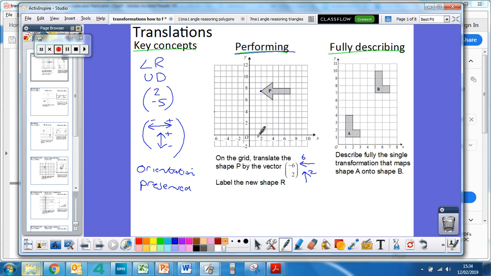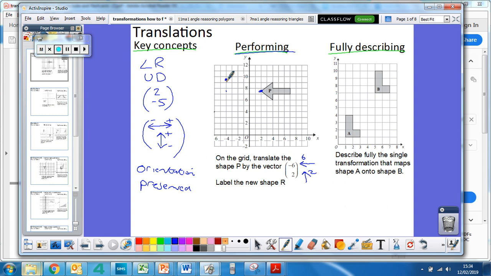I'll check the scale. 1 square is 1. So 1, 2, 3, 4, 5, 6 to the left takes it there. And then 2 places up. And look at the scale here. Each square is 1. So we're going to go 1, 2 places up. That means that this point here moves to here.